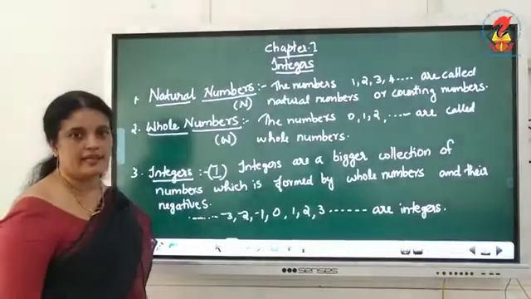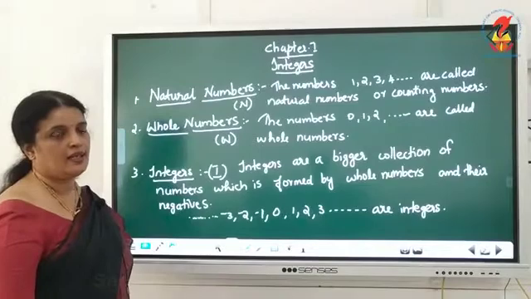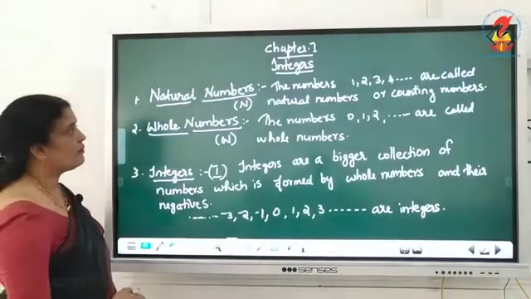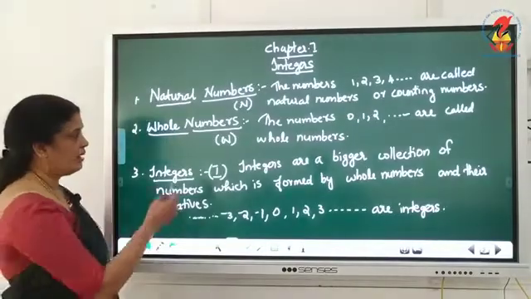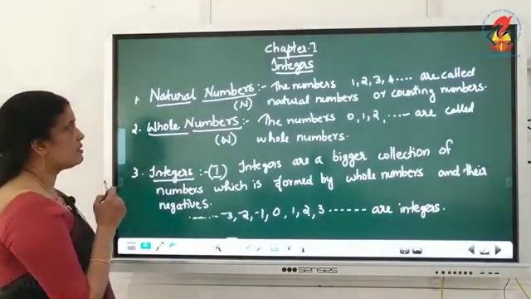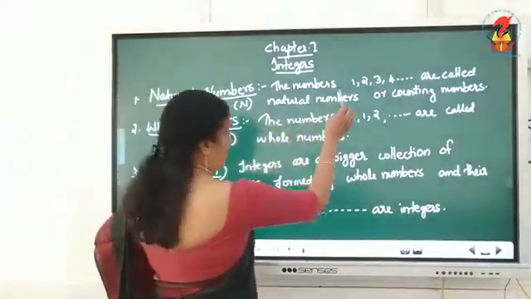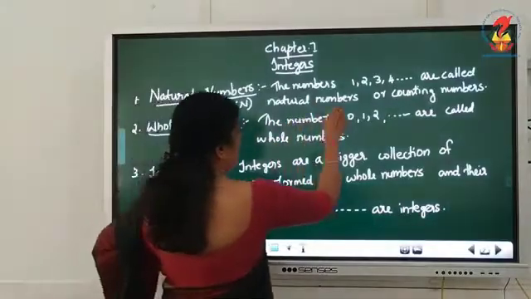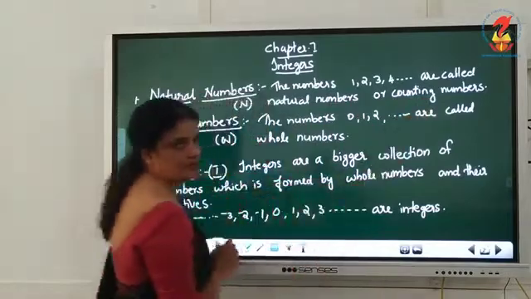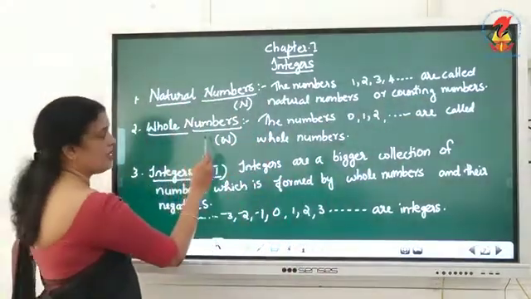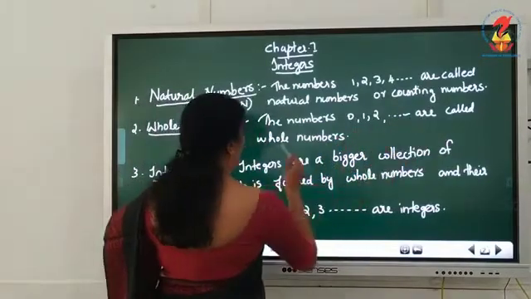Chapter 1: Integers. Today we are going to learn about the integers. Before that, we have to recall some numbers: natural numbers and whole numbers. What are natural numbers? The numbers 1, 2, 3, 4 are called natural numbers or counting numbers. Whole numbers: the numbers 0, 1, 2, 3 are called whole numbers.